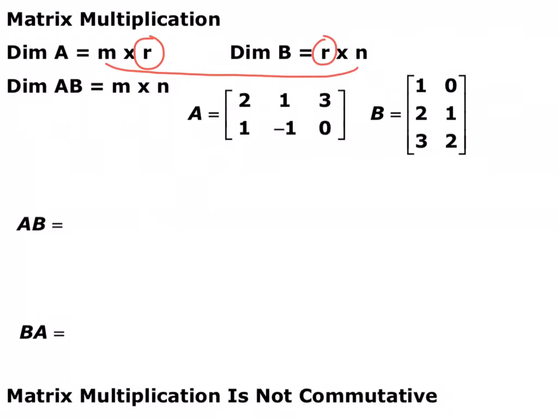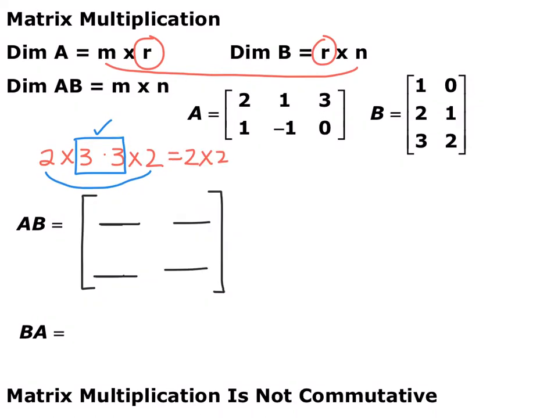So if we look at A, or for this first part, A times B, matrix A is a 2 by 3 matrix, and we want to multiply it by matrix B, which is a 3 by 2 matrix. So first we have to look, are the inside dimensions the same? They are, so we can multiply them, and our answer is going to be a 2 by 2 matrix.